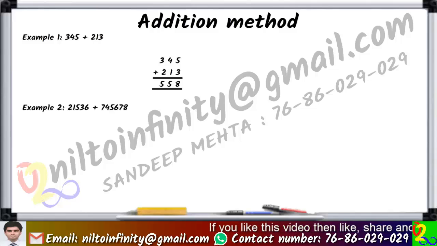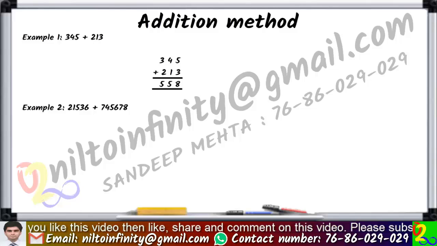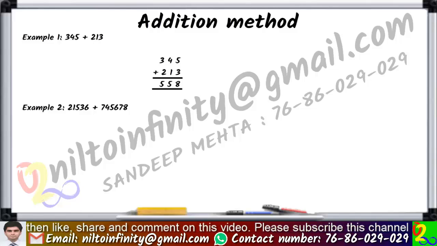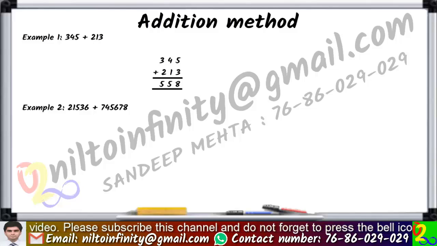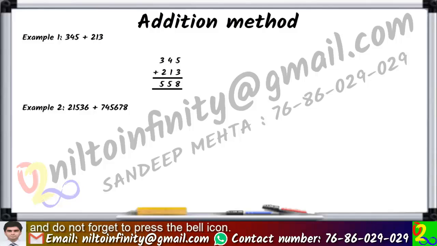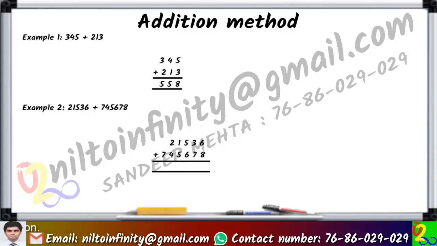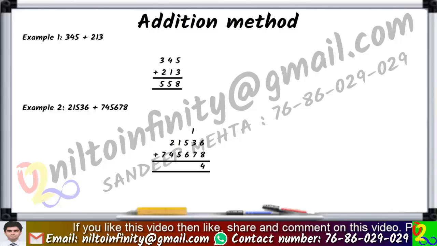Let us take one more example to understand the concept of addition. Example 2, 21,536 plus 7,45,678. Here augend is 21,536 and addend is 7,45,678. So, 6 plus 8 gives 14. We write the units place digit, that is 4, and take 1 of 14 as a carry to the next stage. 3 plus 7 plus 1, which is the carry, gives 11.